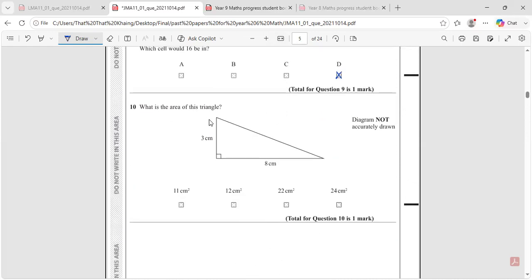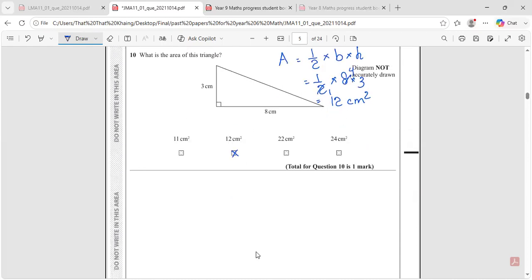What is the area of this triangle? To find the area of a triangle, we have to know the formula: half times base times height. Half times base 8 and height is 3. So we use this one: 12 centimeters squared.